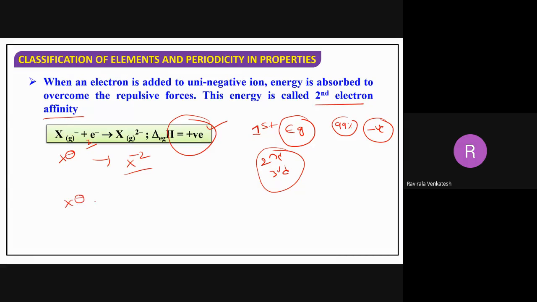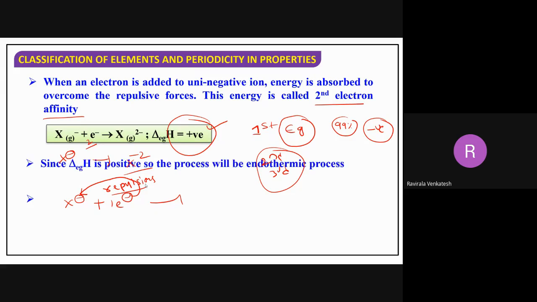X minus already has a negative charge, and now you are adding one more electron to it. Already an excess of electrons is there, so repulsions will generate. To overcome these repulsions, you have to supply some energy. So this is the definition.